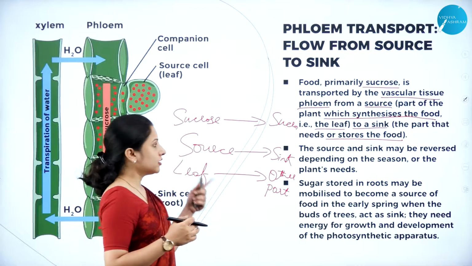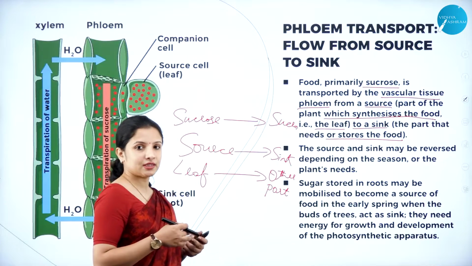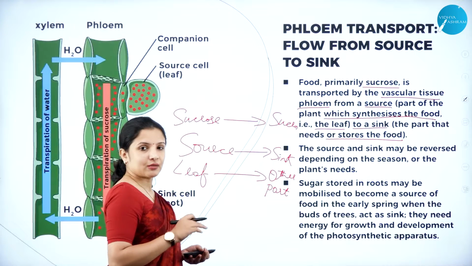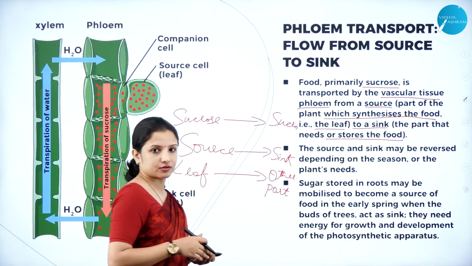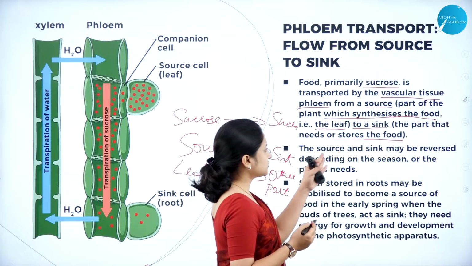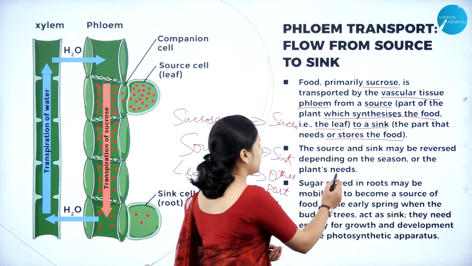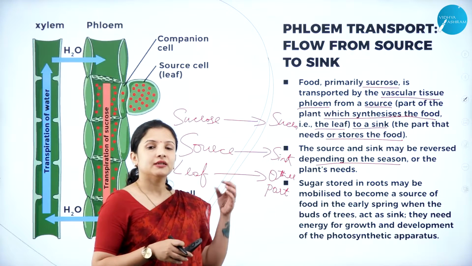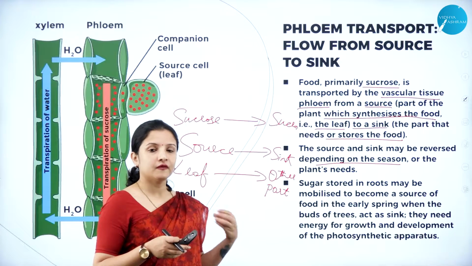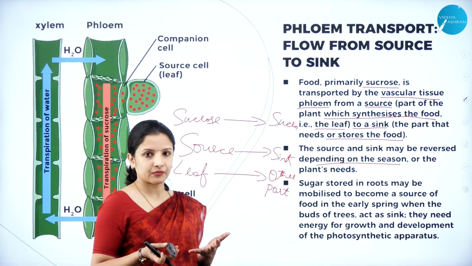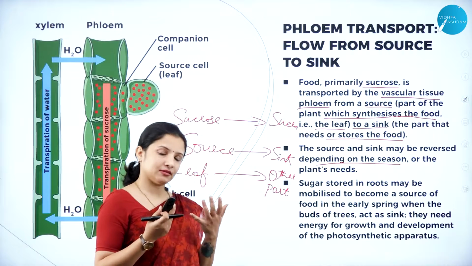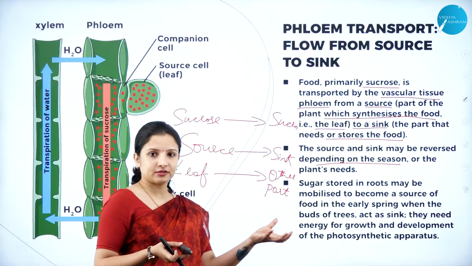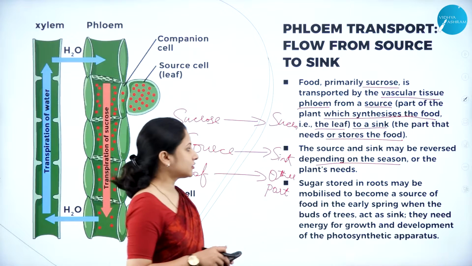So again, the source and the sink depend on the season. In some seasons, the source can act like a sink, and in some seasons, the sink can act like a source. So sometimes the source and the sink may be reversed depending on the season or depending on the need of the plant. Sometimes the leaf may need more nutrients when compared to the stem. Therefore, the stem might act as a source and the leaf might become a sink. On the other hand, the leaf might act as a source and the stem might act like a sink.